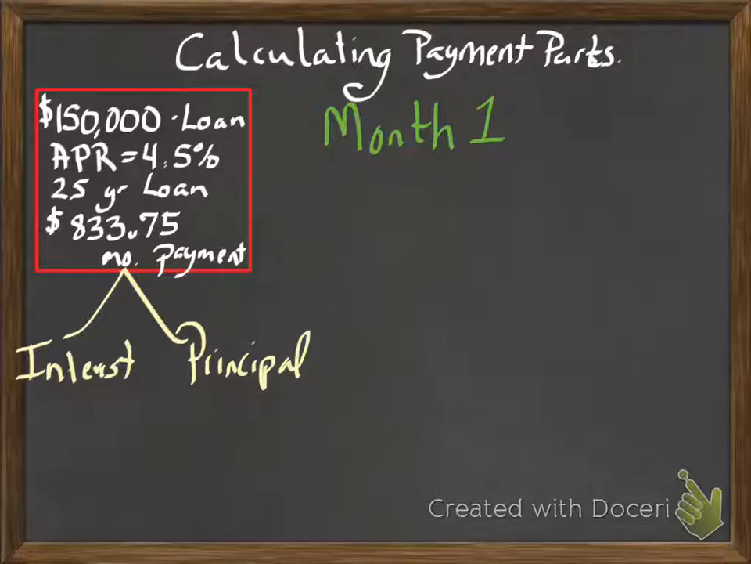What is principal's purpose? What is the principal when you have a loan? It's not how often you're paying it, but it is how much the loan is. So as we're making payments, this loan amount is going to decrease, because each month you're paying off a portion of that loan. So we have a $150,000 loan at 4.5% for 25 years, and we have $833.75 for a monthly payment.